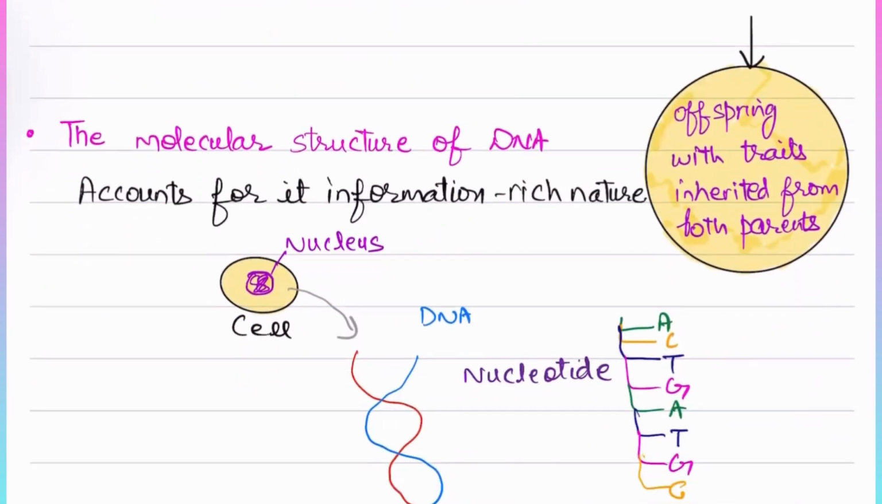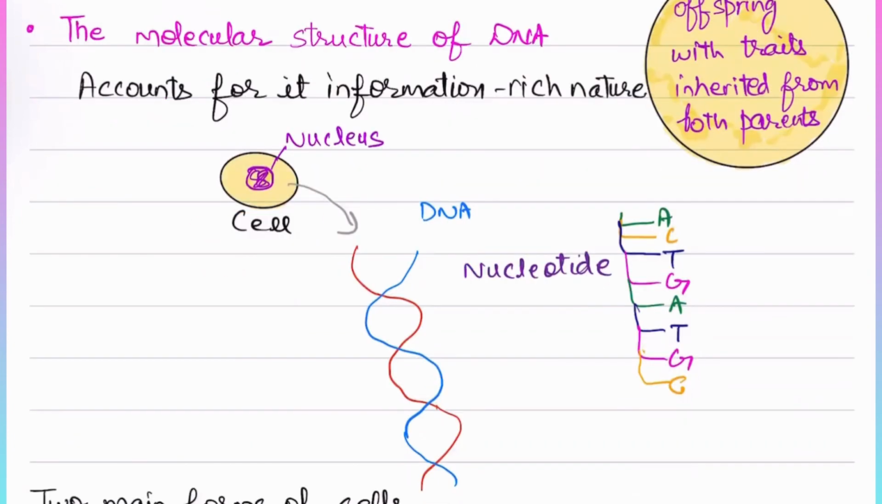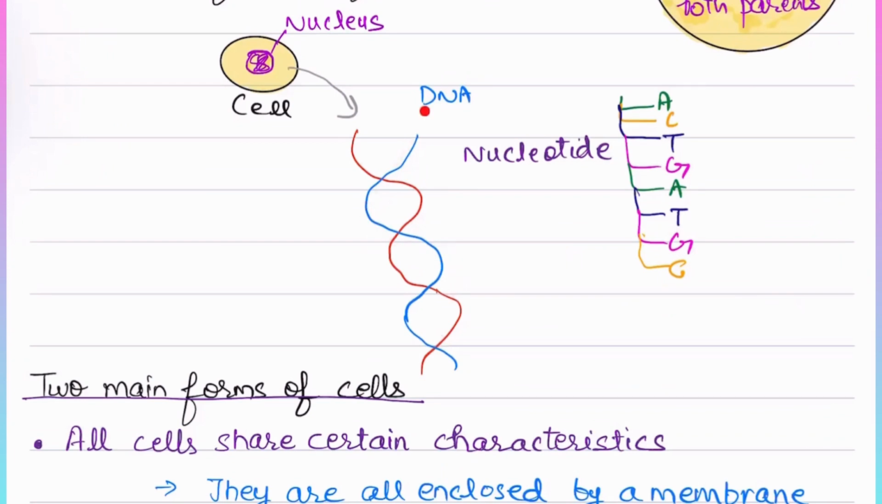The molecular structure of DNA accounts for its information-rich nature. This is the cell nucleus, the place where DNA resides. DNA is double-stranded, with one strand moving in the 5' to 3' direction, and another strand moving in the antiparallel direction, 3' to 5'. It is made up of four nucleotides, A, T, G, and C, in different combinations.